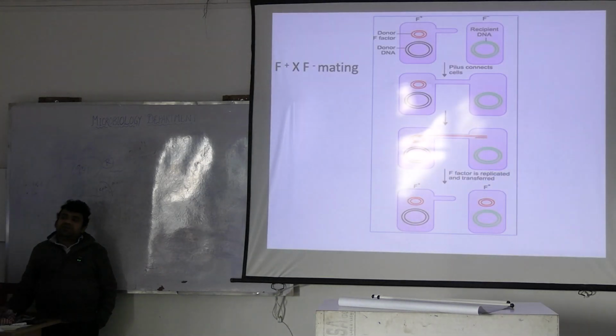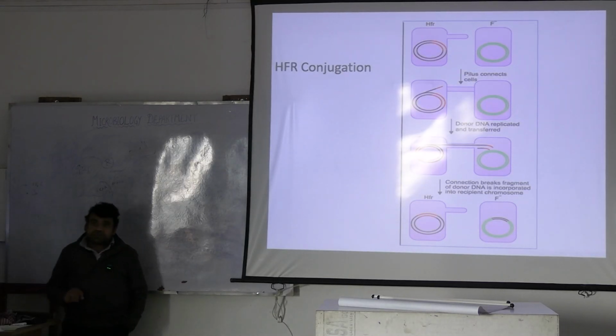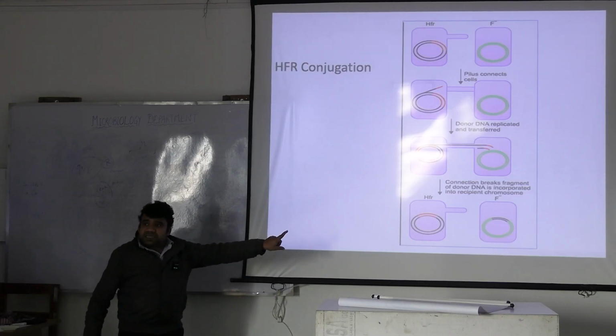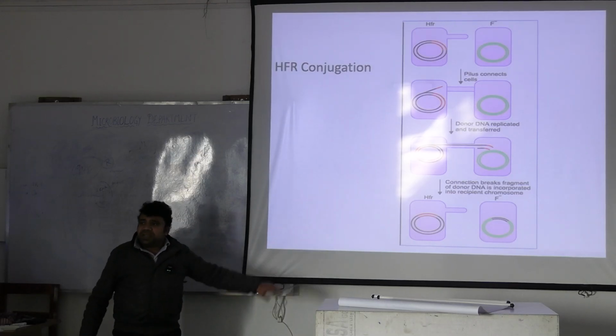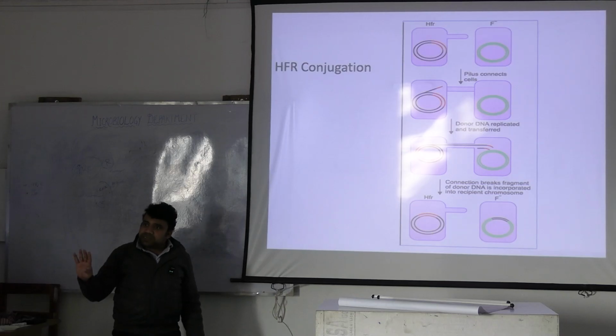Normal F plus F minus mating was with plasmid. HFR is with chromosomal. Now look at the outcome. After the transfer, the F minus still remains F minus. Why F minus? Because it doesn't have the plasmid. If it had the plasmid it would be F plus, but it does not have the plasmid, so it is F minus.